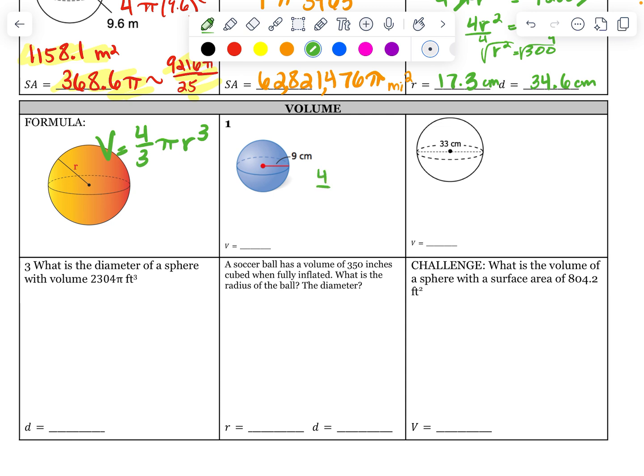So let's see, 4/3 pi r cubed, and the r in this one is 9. So I'm going to do 4 divided by 3 times 9 cubed, raised to the 3rd. I'm going to show you how I did that. It's 972 pi centimeters cubed. All right, to go to the third power with these.